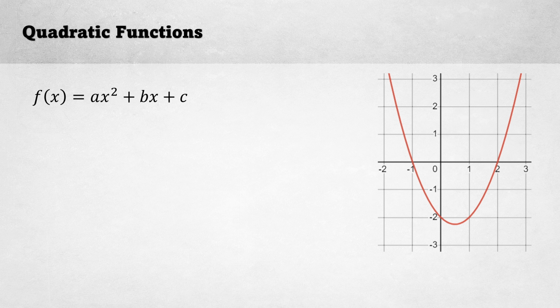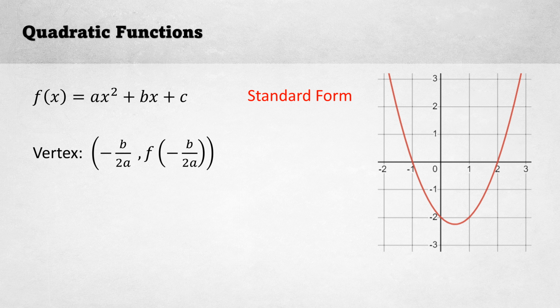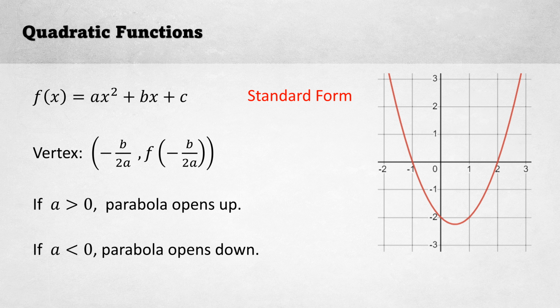Another form of a quadratic function is f of x equals ax squared plus bx plus c. This form is called the standard form. This formula can be used to find the vertex. However, we will use a different technique to transform the standard form into the vertex form to extract information and sketch the graph of the parabola. Again, if a is positive, the parabola opens up, and if a is negative, the parabola opens down. We can use completing the square to transform a quadratic function from the standard form to the vertex form.